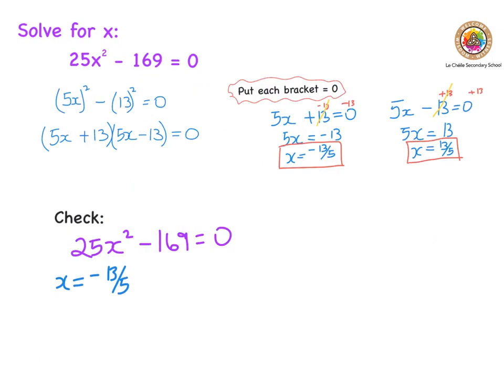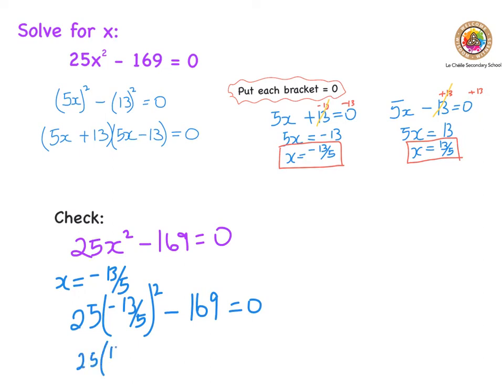Just to check, I'm going to have 25 times (-13/5) squared minus 169 is equal to 0. So that's going to be 25 times 13 squared, which is 169. 5 squared is 25, so over 25. So they are going to cancel, and that's minus 169. Well, 169 minus 169 is equal to 0, so I know it's correct. And just checking with the other one again.